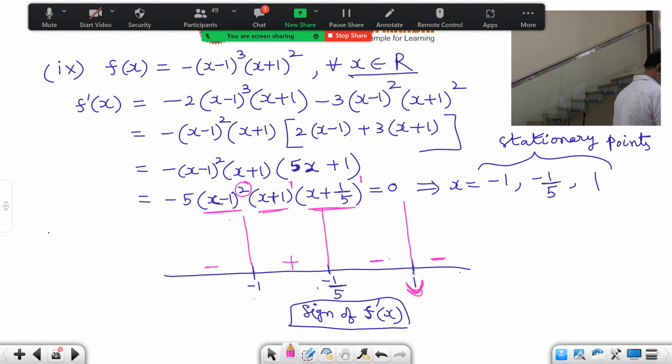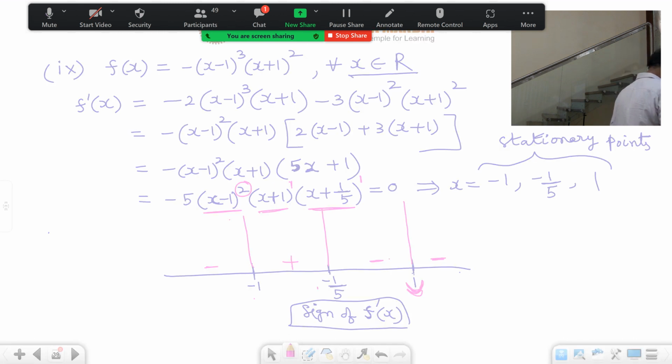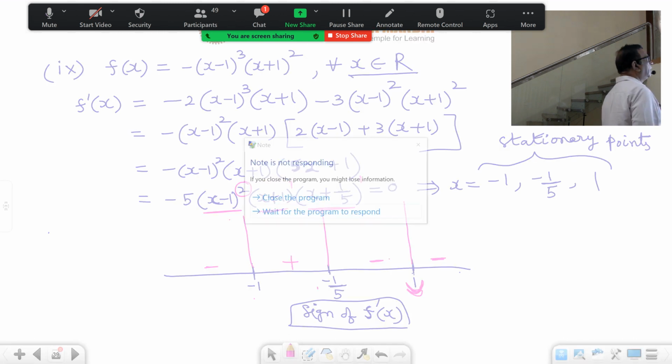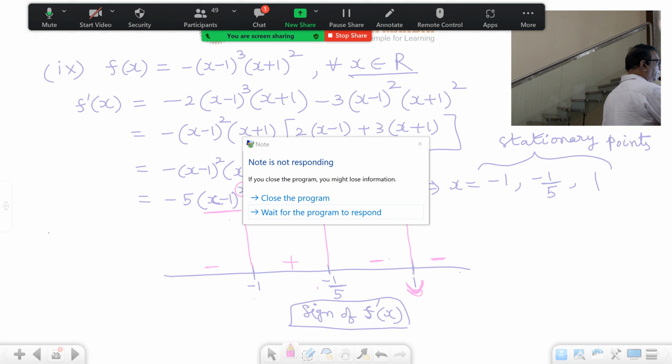It is not responding. The board is not responding. Wait for the program to respond. Note is not responding.